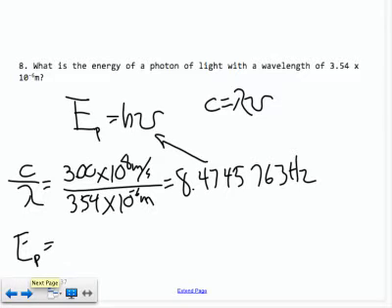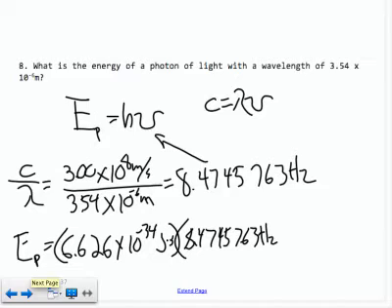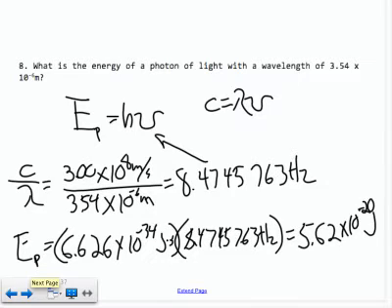Energy of a photon is Planck's constant, 6.626 times 10 to the negative 34th joule seconds times 8.474576 hertz, and that's going to come out to, I'm going to do the rounding here, we need 3 significant figures, so it's going to come out to 5.62 times 10 to the negative 20th joules. Unit here is joules, J.